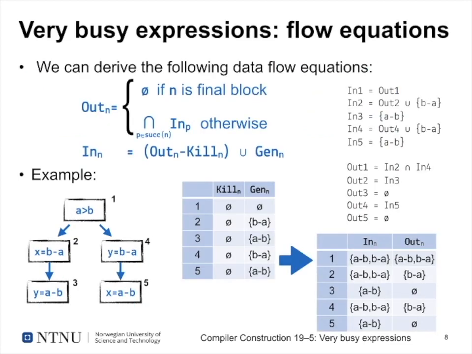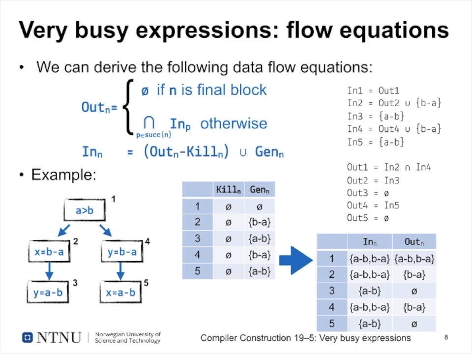And of course, we again have flow equations for our very busy expressions. So we can define our out and in sets. So our out sets are the intersection of all the successor program points p of our program point n we're looking at, of their in sets. So again, what are we generating, what is used in successor blocks, or the empty set if it's the final block, and our in set is the out set minus the kill set joined with the gen set.